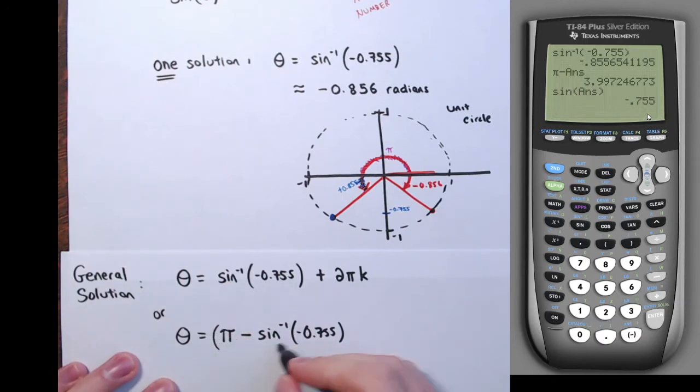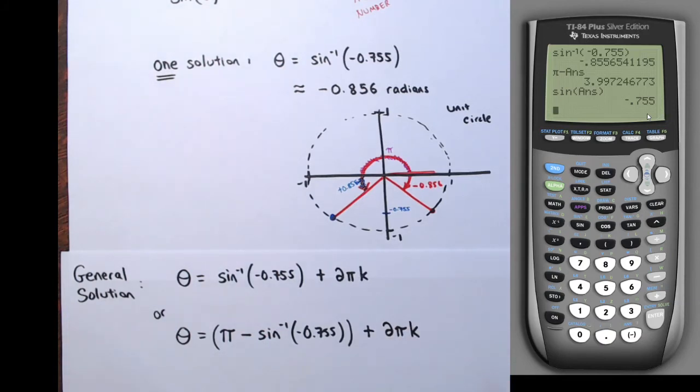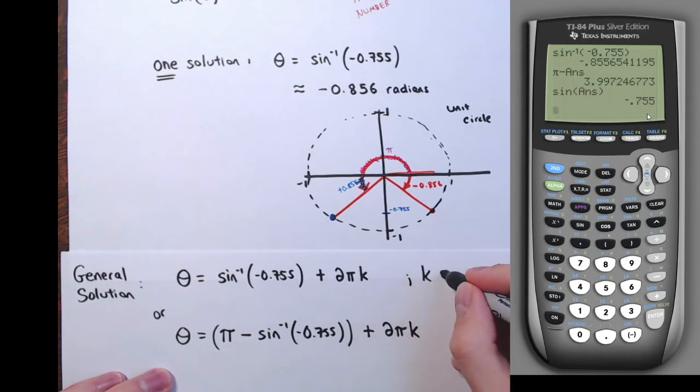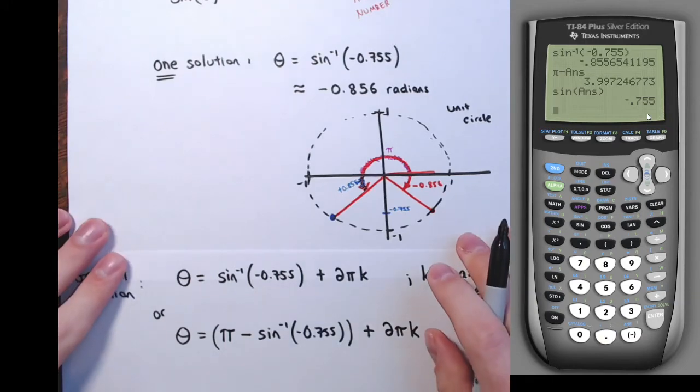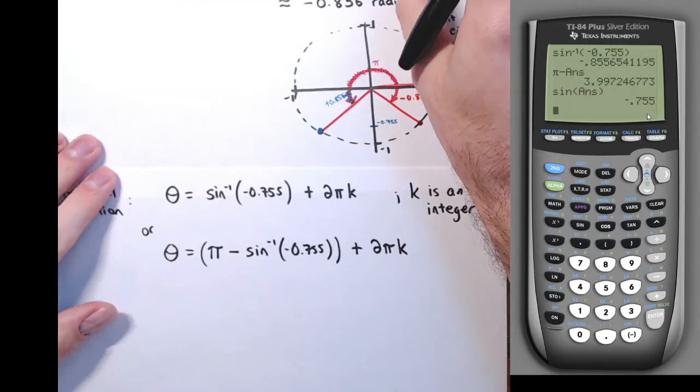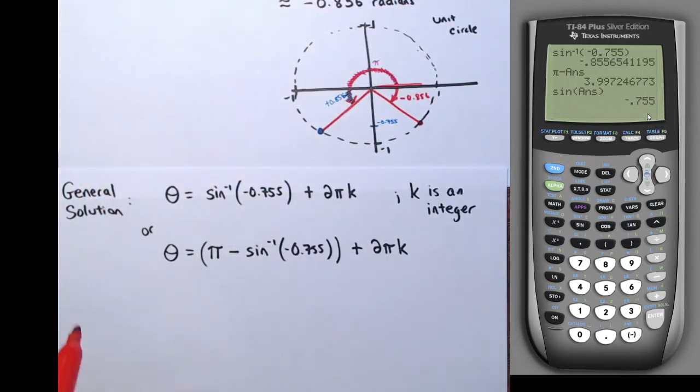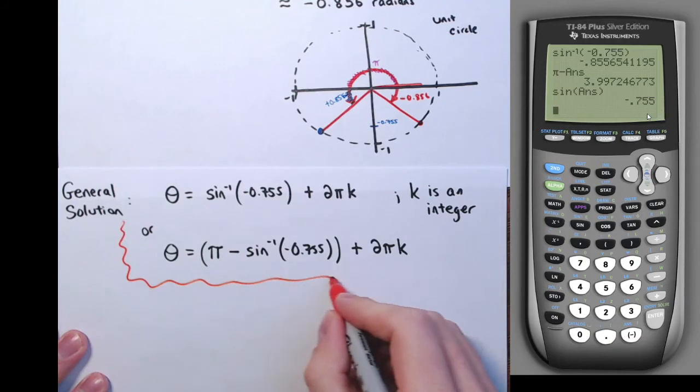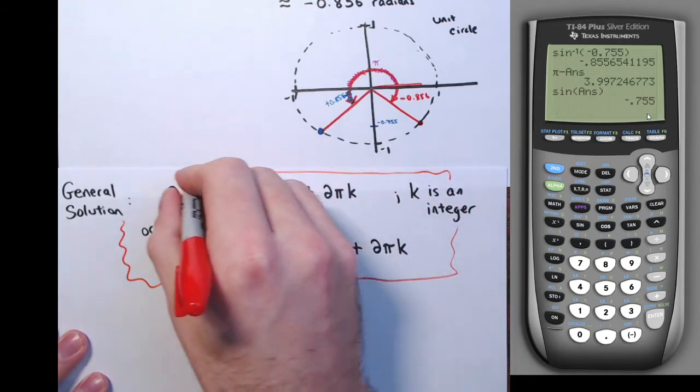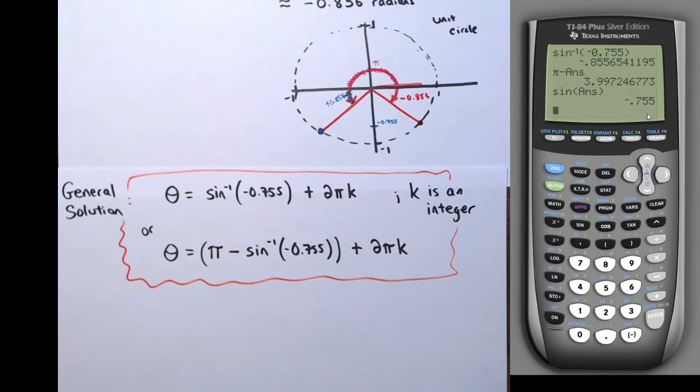And then I could take this angle and add on any multiple of 2 pi I wish. Just keep adding 2 pi, subtracting 2 pi, and it'll give me another angle whose sine is negative 0.755. And again, k is an integer here when I see the letter k. K is some integer. So like I've been doing before, here's the general solution. This is a description of all infinitely many solutions to this equation.